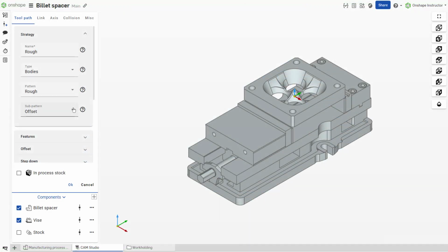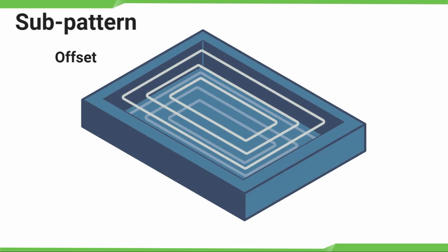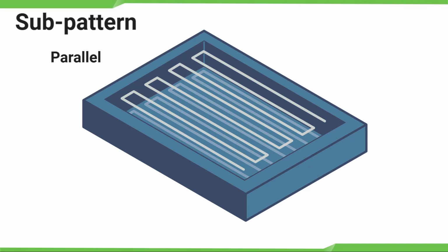With certain type and pattern selections, a sub-pattern can also become available. Select the sub-pattern drop-down to expand it. Offset creates multiple cuts on multiple depths that are offset from the machining surfaces. Parallel creates parallel cuts on multiple depths. A machining angle in XY is set to specify which orientation the cuts are parallel to.